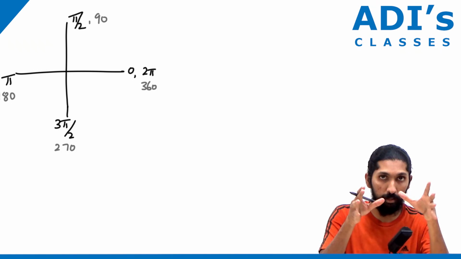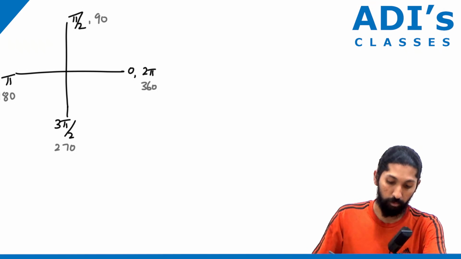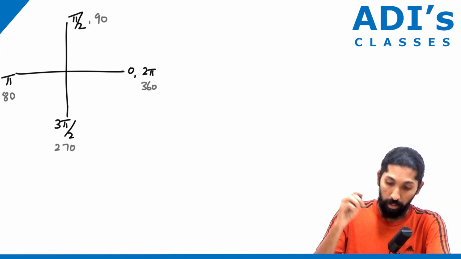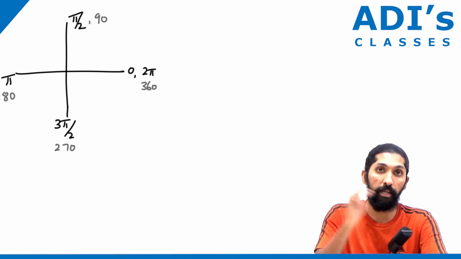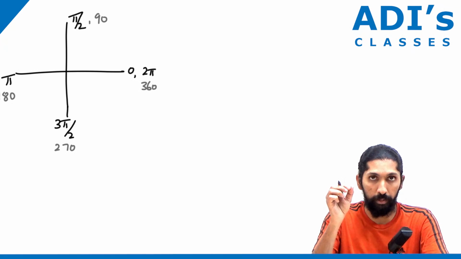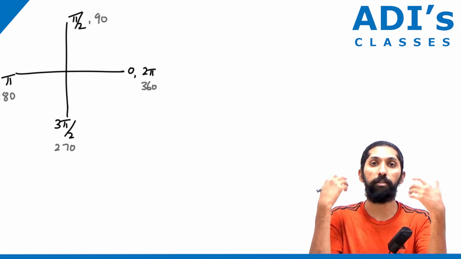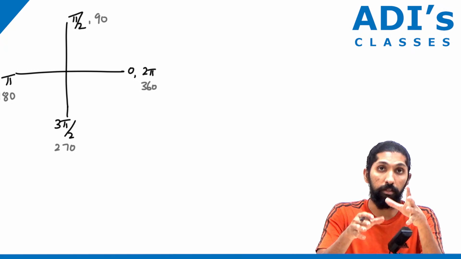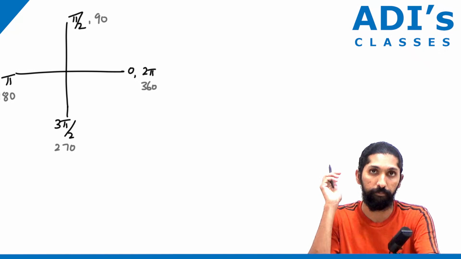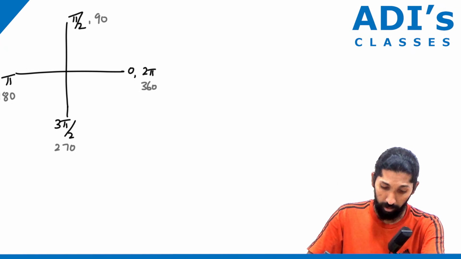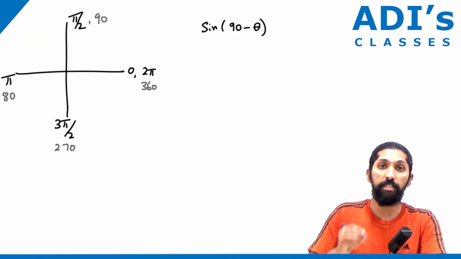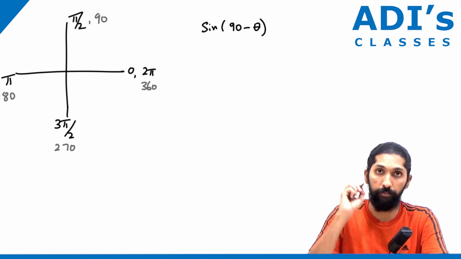Okay, now first we'll consider the first quadrant. In the first quadrant, the angle is what? Between 0 to 90, correct? Now, anything which has 90 minus something will always be in the first quadrant. Think about it, say 45 degrees or 60 degrees, whatever it is. We can always write it in terms of 90 minus something, correct? So here, let's say we have sine of 90 minus theta. For this, we'll start with the triangle. Very simple, we'll start with the triangle.